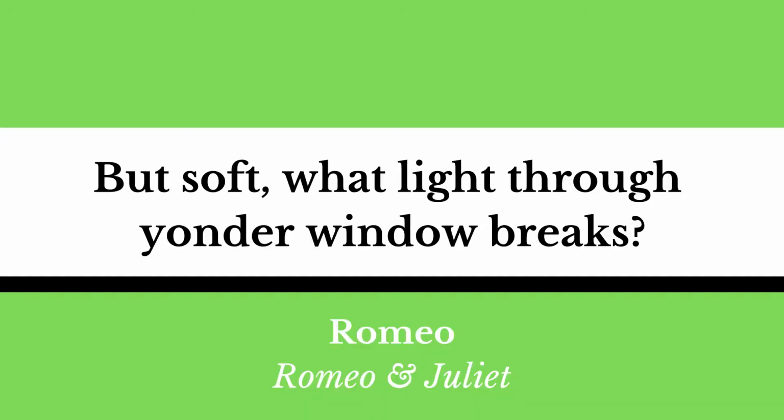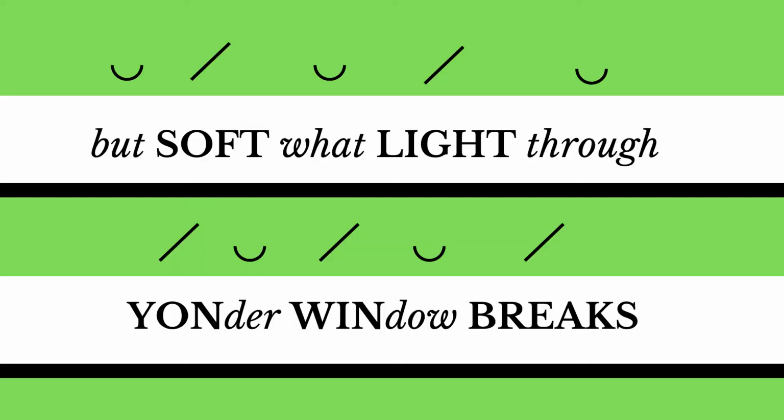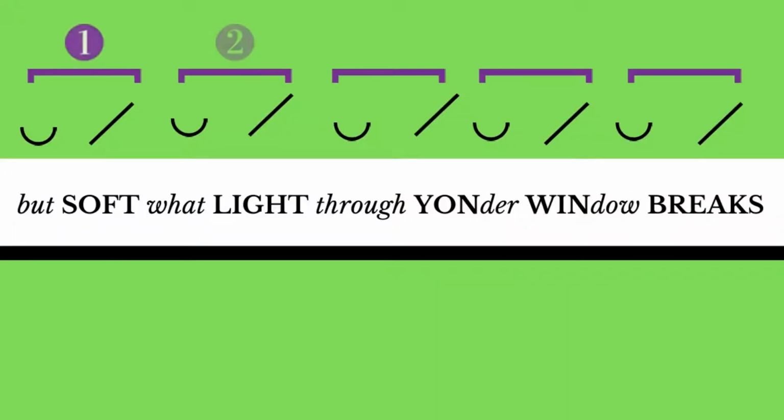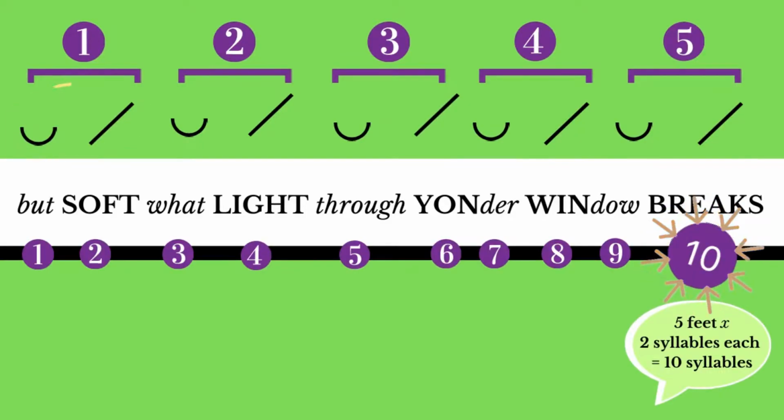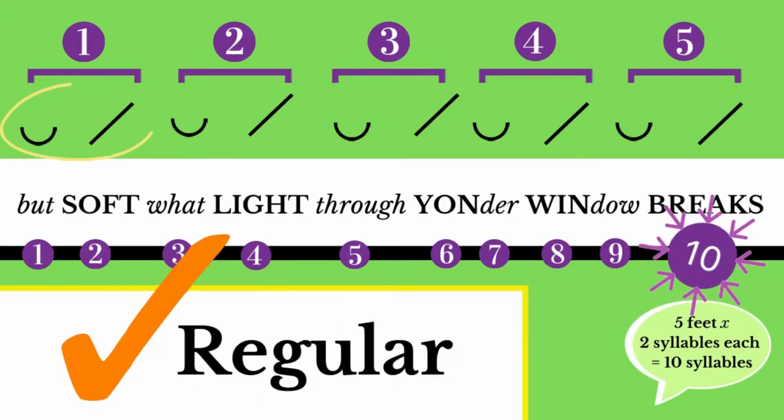Number 1, Romeo. But soft, what light through yonder window breaks. Very famous line, very beautiful line of iambic pentameter. If we said it normally, that's how the stresses would go, right? 5 feet, check. Pattern of unstressed, stressed syllables, check. 10 syllables total, check. This is considered a regular line of iambic pentameter.